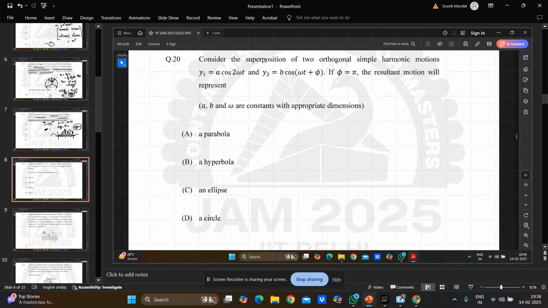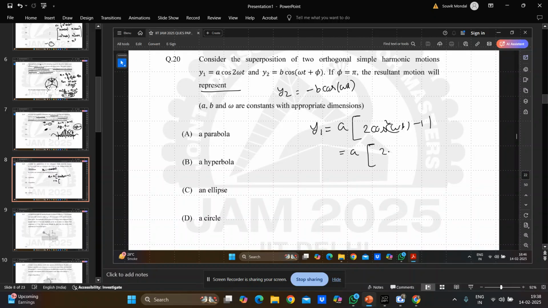Okay, this is a simple problem basically. So phi is equal to pi, and the resulting motion will represent this. You simply have to substitute things. So y1 is equal to a cos 2 omega t, which is 2 cos square omega t minus 1, and y2 is minus b cos omega t, but that doesn't matter because we will square it anyway.